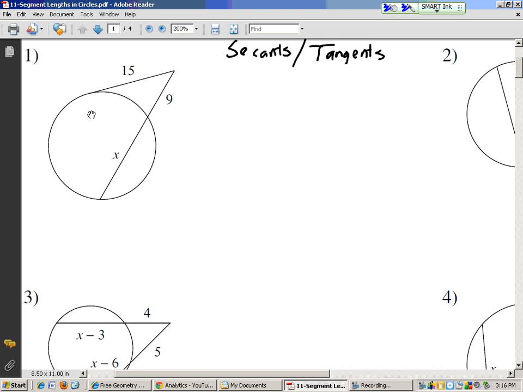So if there's secants and tangents intersecting outside the circle, we're going to use this formula of OW. Outside times whole equals outside times whole. So outside times whole. Okay.